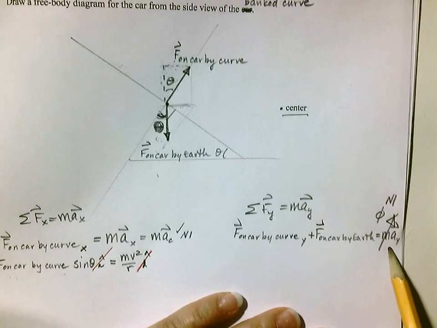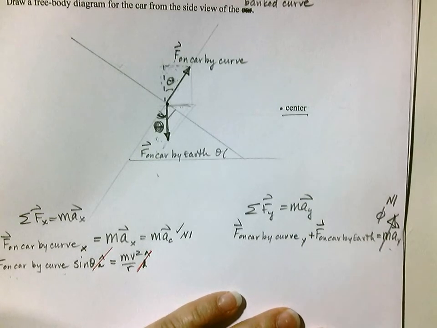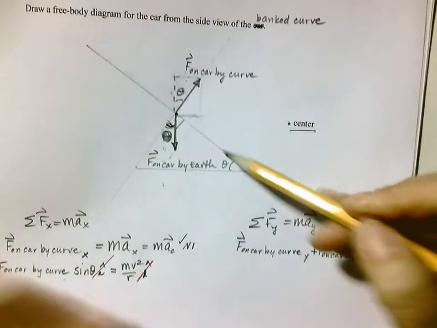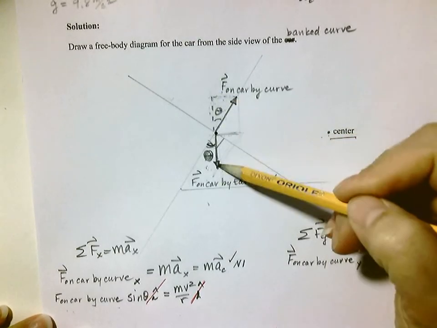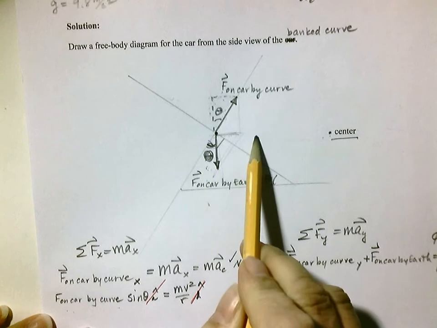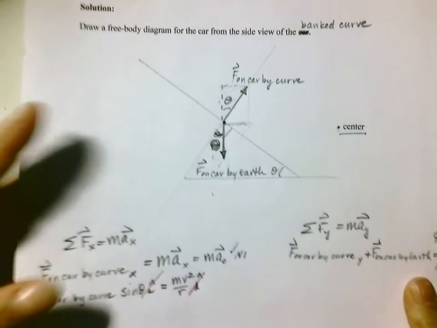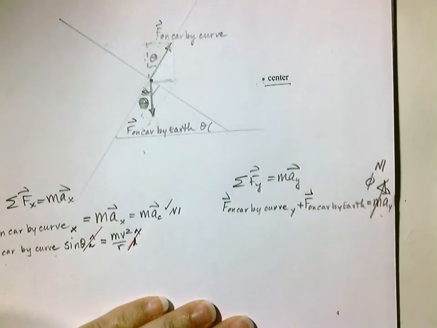Be careful. Again, a lot of students want to just automatically substitute in here m v squared over r. You can't do it. You're not traveling in the center seeking direction in the vertical direction. You're only doing that horizontally. So be careful when doing the summation in two directions. One of them can have the m v squared over r, but the other one cannot.